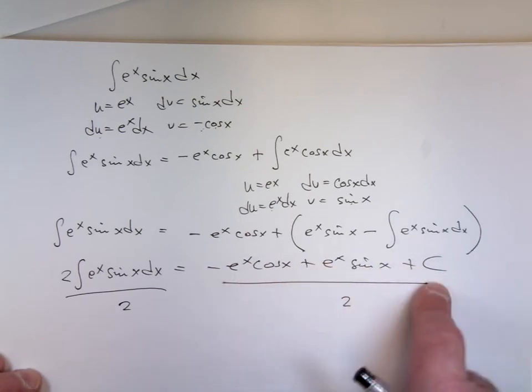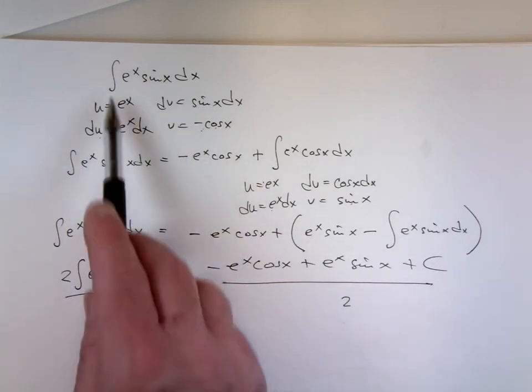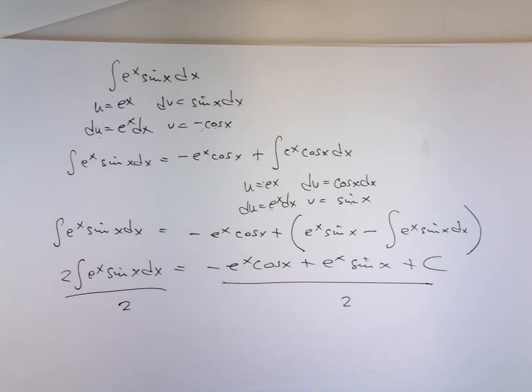As long as you're consistent with these u's, that'll work. As soon as you switch them, things will cancel out and you get 0 equals 0. So just be careful with that. All right, what other integrals can we do with integration by parts? Well, it turns out there's quite a few of them.